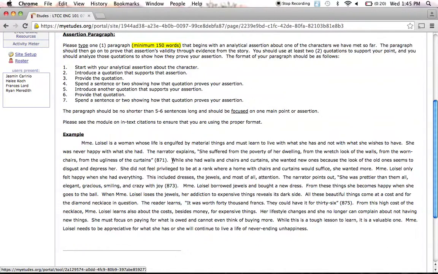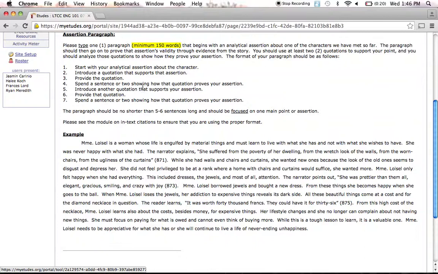Okay, now we've provided the quotation. The next thing, this is the key, and this is what a lot of times people leave out: you need to spend a sentence or two showing how the quotation proves your assertion. While she had walls and chairs and curtains, she wanted new ones because the look of the old ones seems to disgust and depress her. She did not feel privileged to be at a rank where a home with chairs and curtains would suffice. She wanted more.